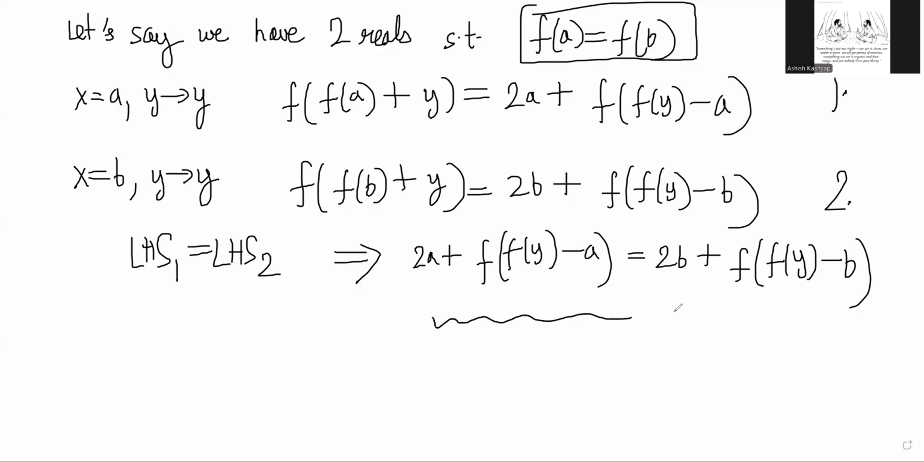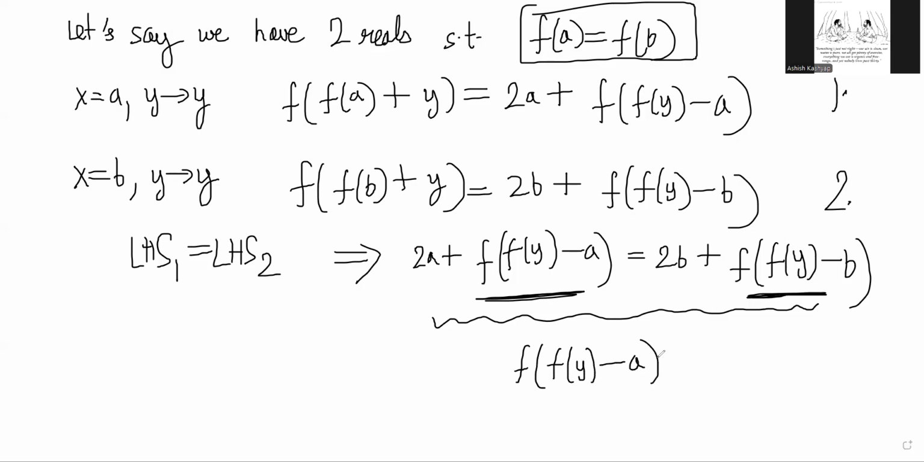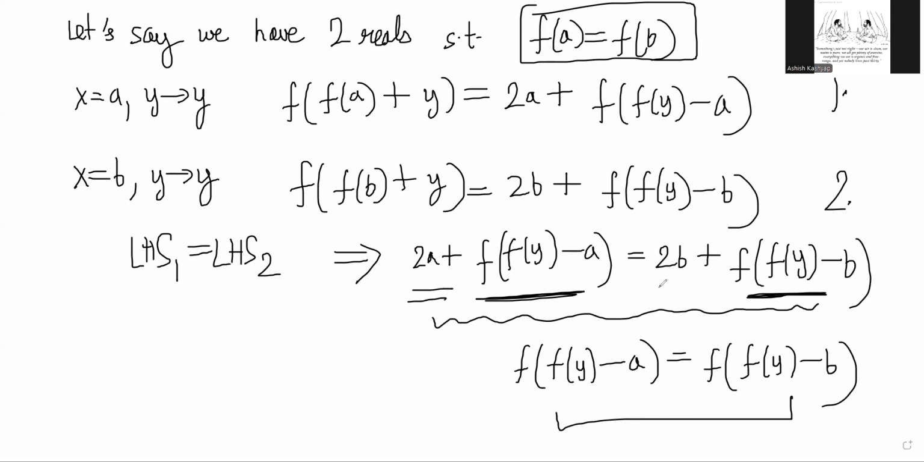We are going to hope that this function is injective, because if it is injective, that means this part is equal to this part, right? For injectivity, you will have to say that f of y minus a is equal to f of y minus b. Because if that was so, then 2a is equal to 2b and a is equal to b. And we started off with the condition f of a is equal to f of b, which will prove injectivity, right?